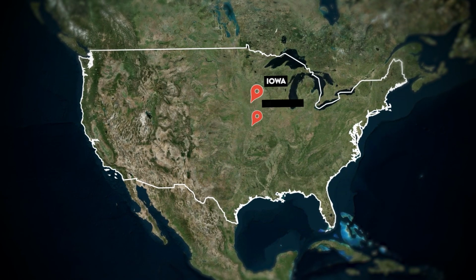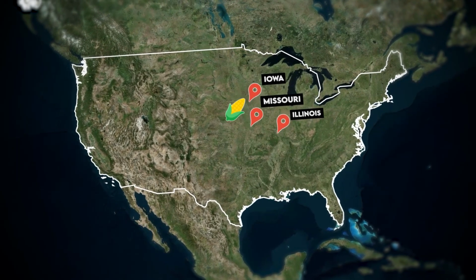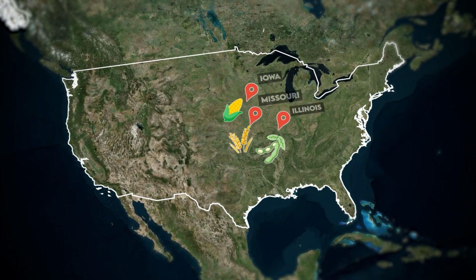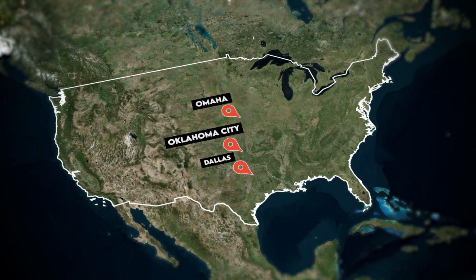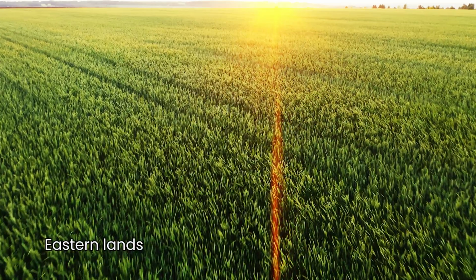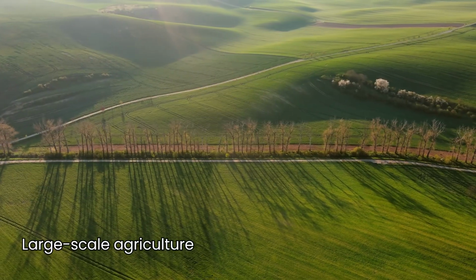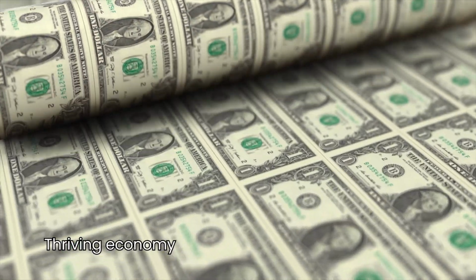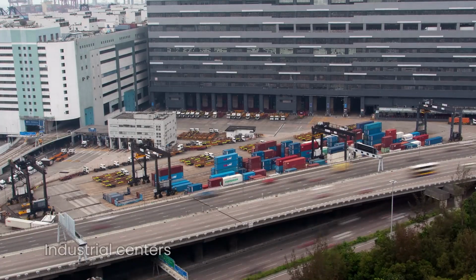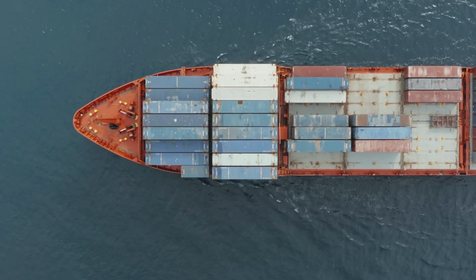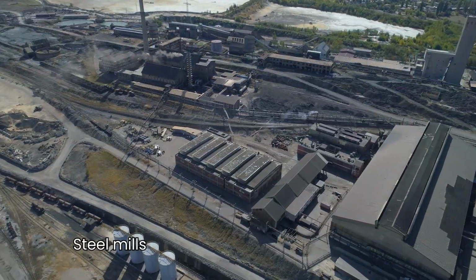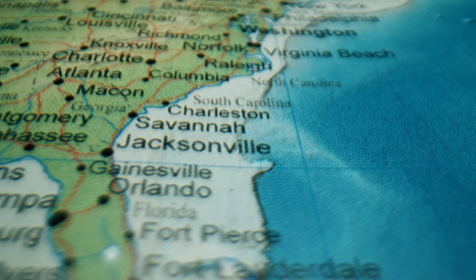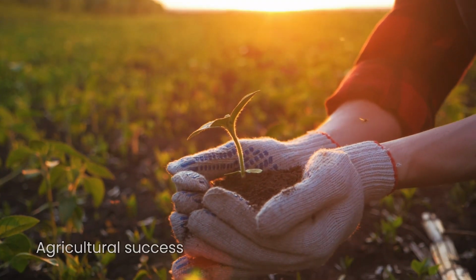Let's break it down by geography. Farmers in eastern states like Iowa, Missouri, and Illinois could grow everything from corn to soybeans and wheat, making these regions the agricultural powerhouses of America. Cities like Dallas, Omaha, and Oklahoma City grew rapidly as industries sprang up to support agriculture. Eastern lands, rich with crops, supported not only large-scale agriculture, but also a thriving economy that would serve as the foundation for the nation. With the growth of industrial centers in the east, these cities became vital for trade and manufacturing. Whether in the form of grain elevators in Kansas or steel mills in Chicago, the eastern U.S. was on a trajectory of expansion and innovation driven by its agricultural success.